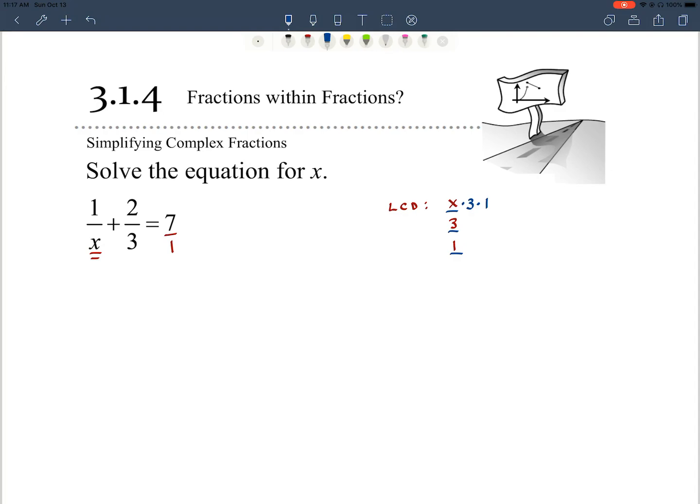Same thing with the second one. We would say that 3 doesn't have the x or the 1, and the 1 doesn't have the 3 or the x. Now when we look at it, if we multiplied any one of those rows together, we would get that 3x is our least common denominator.